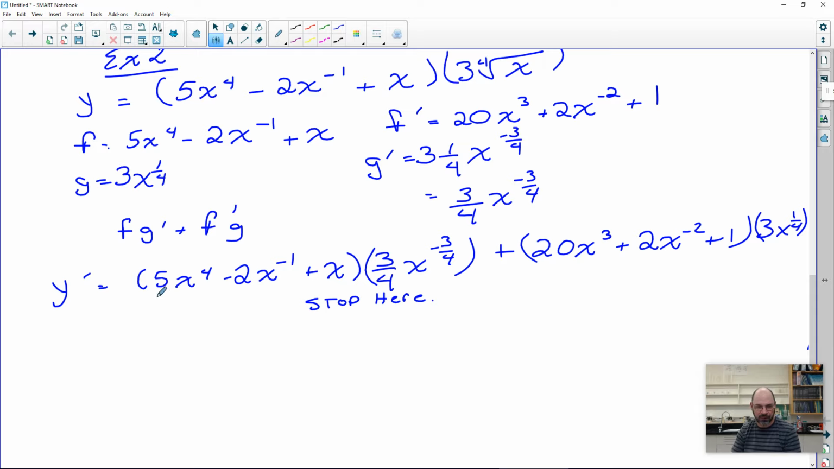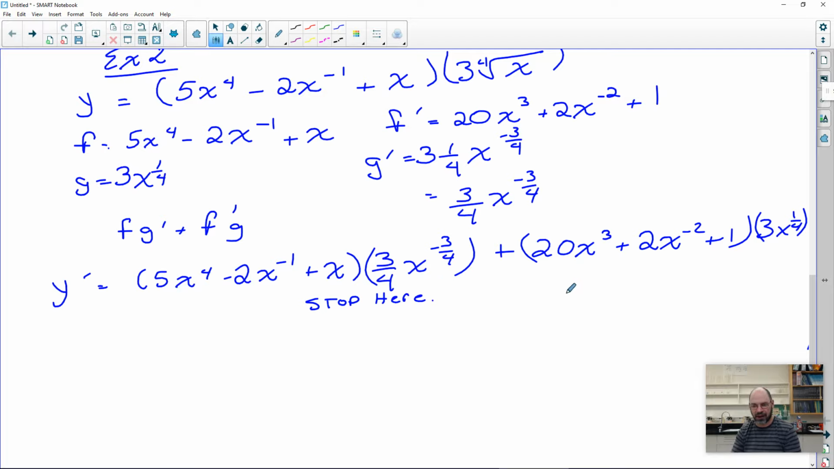So you'd go 3/4 times 5 first. That would be 15/4. And then when you're multiplying exponents of x, you add them. So this would be 4 plus negative 3/4. So that would only be 3 1/4. x to the power of 3 1/4, which, if you look at that, is 13/4. So you'd end up getting 15/4 x to the power of 13/4, and then you continue on doing it that way.